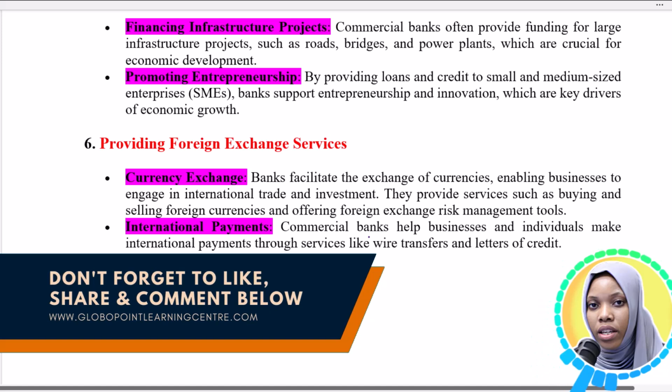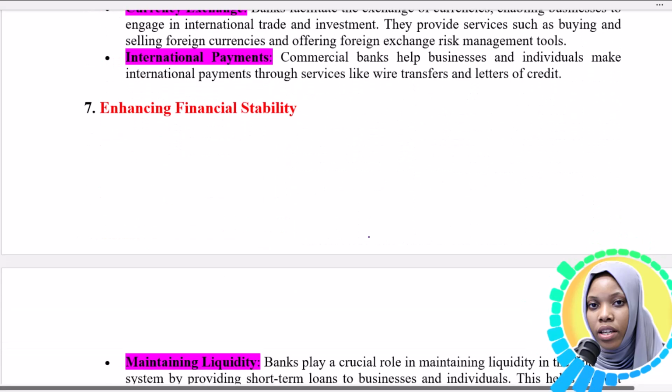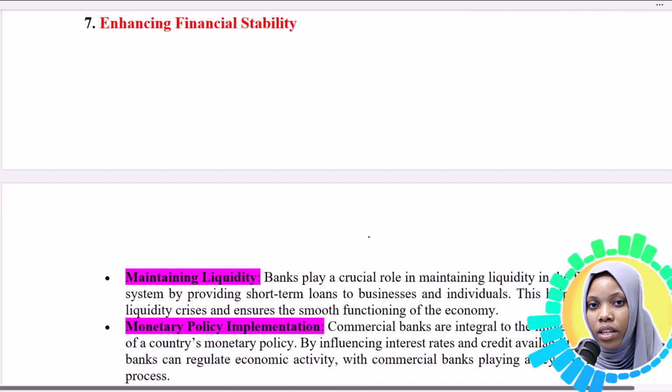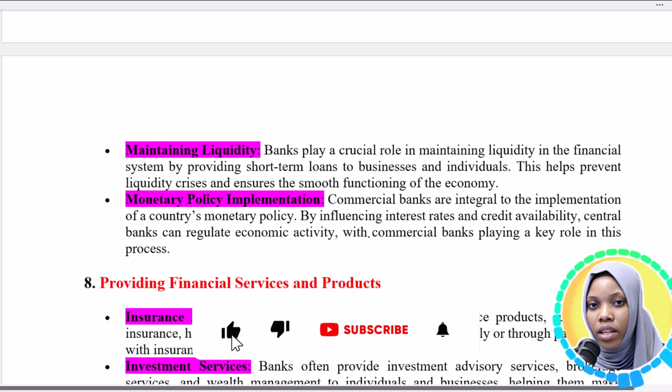Another role that they play is providing foreign exchange services, that is currency exchange and international payments. How does the commercial bank help in currency exchange? It says, banks facilitate the exchange of currencies, enabling businesses to engage in international trade and investment, and help businesses and individuals make international payments through services like wire transfers and letters of credit. And another role is they enhance financial stability by maintaining liquidity and monetary policy implementation.